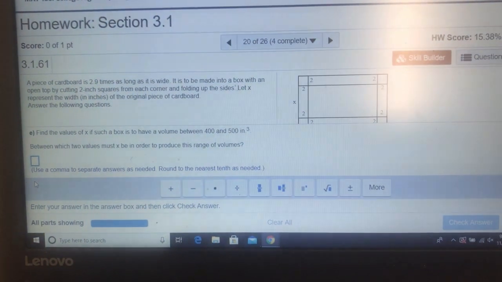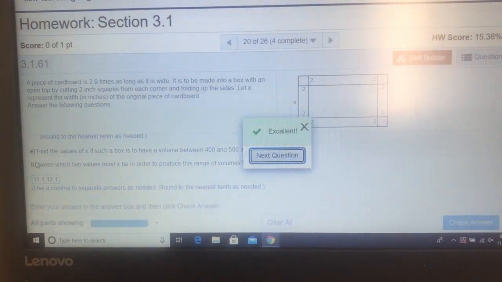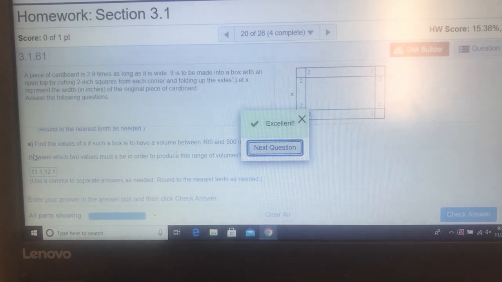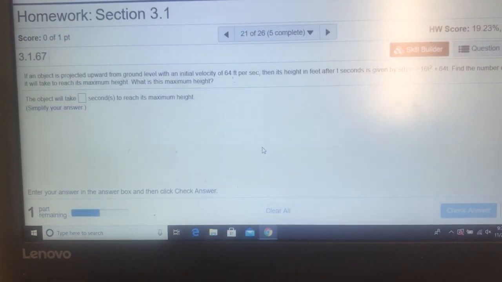All right, so 11.1, comma 12.1. Excellent. That is it on that problem. Man, that was a long problem.